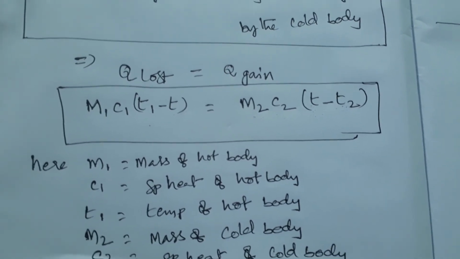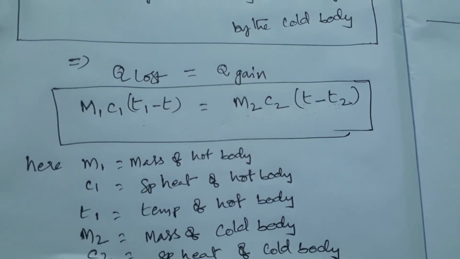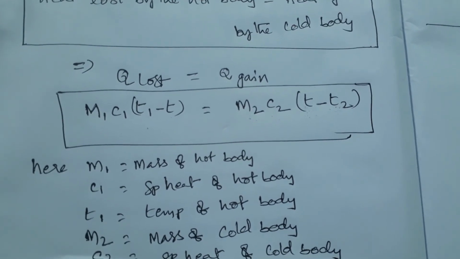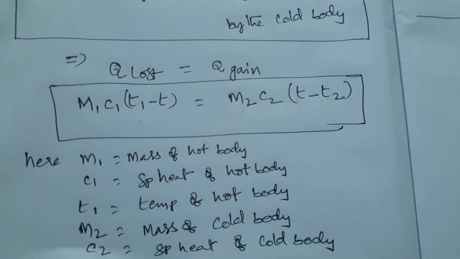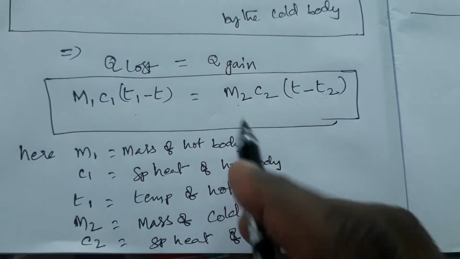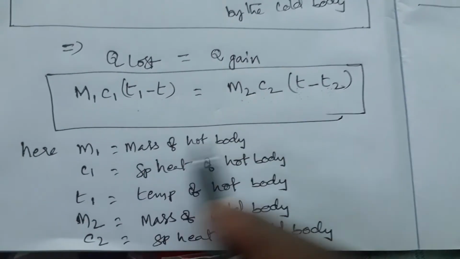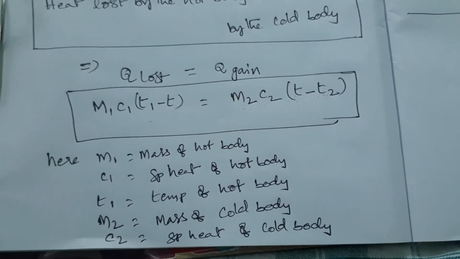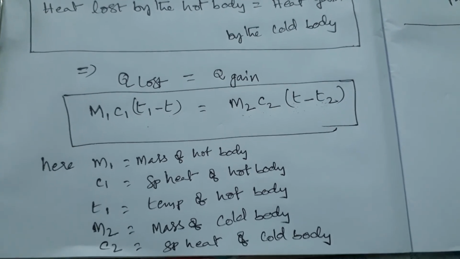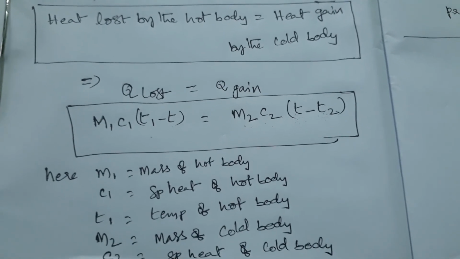By using this formula, we can find out unknown values of any body: unknown mass, unknown specific heat, unknown change of the temperature. If you know some other values, we can find out the unknown value by using this formula. So this formula represents the principle of mixture or principle of calorimetry. So that's all for today.